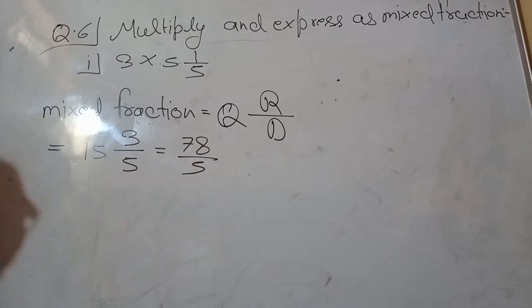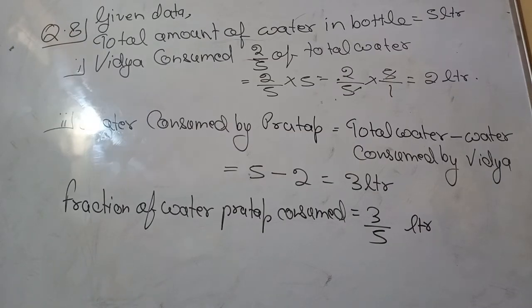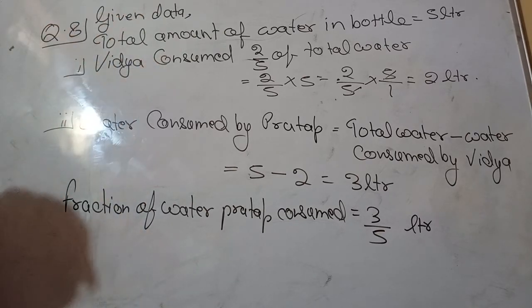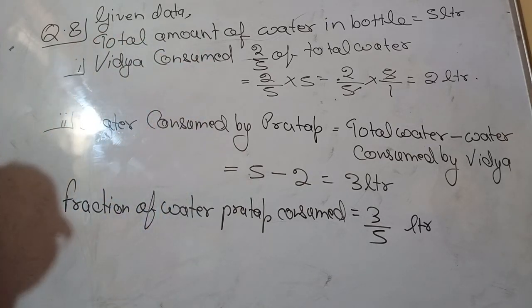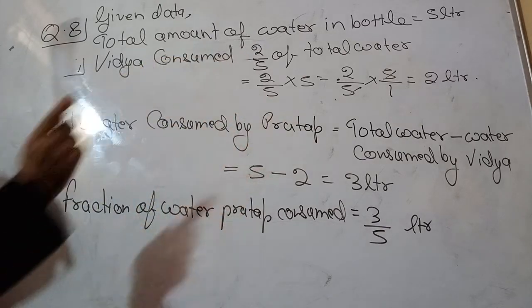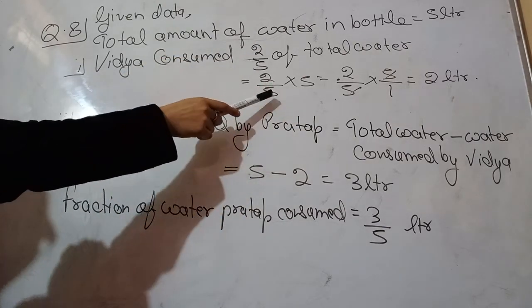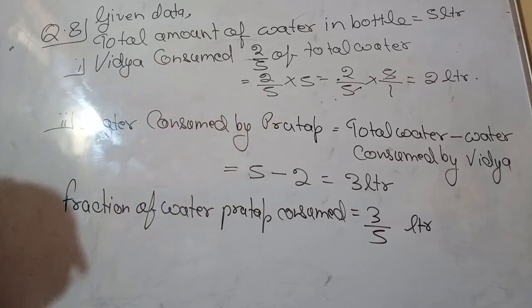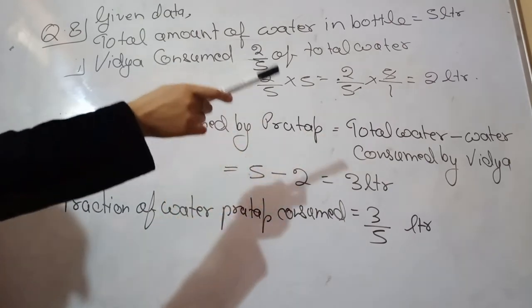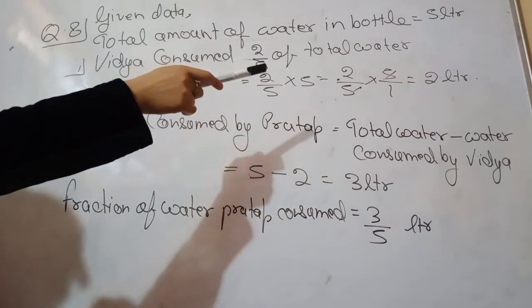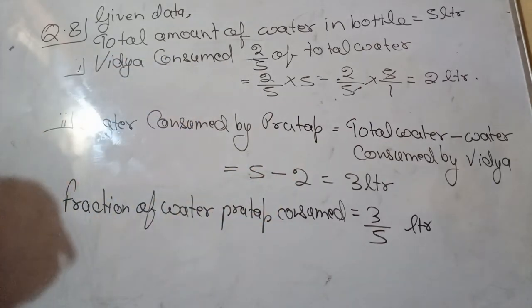So this is how you have to solve all the options of question number 6. Okay. Now see the last question of exercise 2.2. What is given? See, total amount of water in water bottle is given 5 liters. Okay. And first option, how much water Vidya consumed? So Vidya consumed 2 by 5 of total water. So 2 by 5 of means multiplication, total water means 5. Okay, so see 5 is all alone, so we can place 1 in the denominator. So 2 by 5 multiplied by 5 by 1. Okay, 5 and 5 cancel out. What is remaining left? 2 by 1, which means 2 liters.